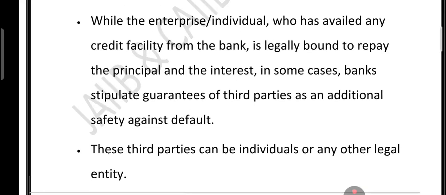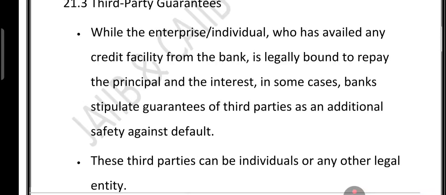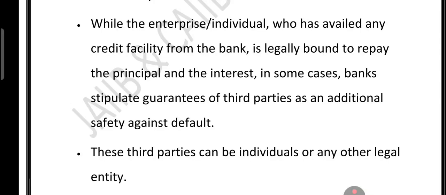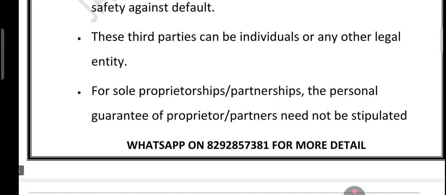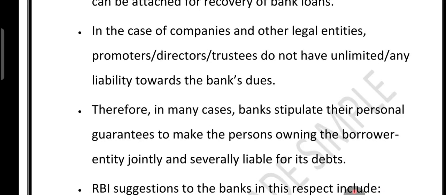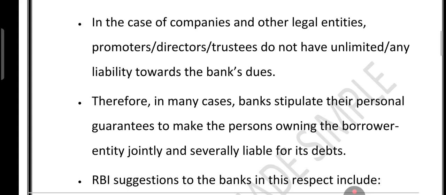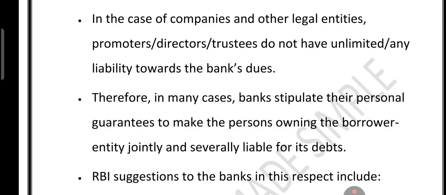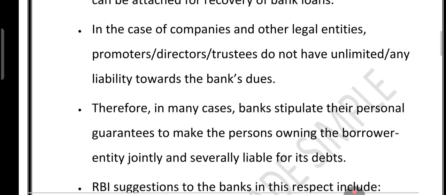But if the borrower is a company or a trust, the promoters or the directors are the point. In the case of company and other legal entity like trust, the promoter or director are not automatically liable. That is why bank may ask them to give a personal guarantee, so they also become personally responsible for the company loan. RBI also suggests that personal guarantee should be taken especially when the company is owned by a small group or related individuals, not big professional or government owned company, right?